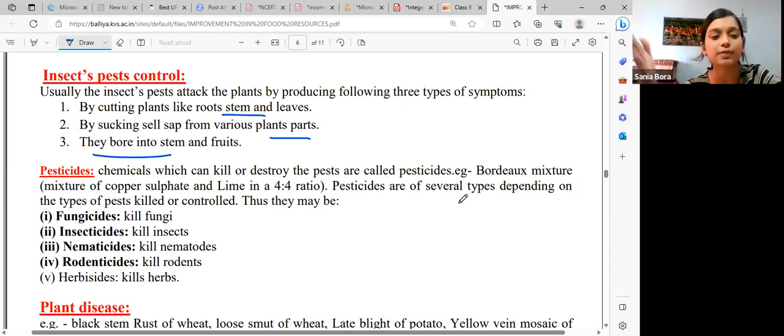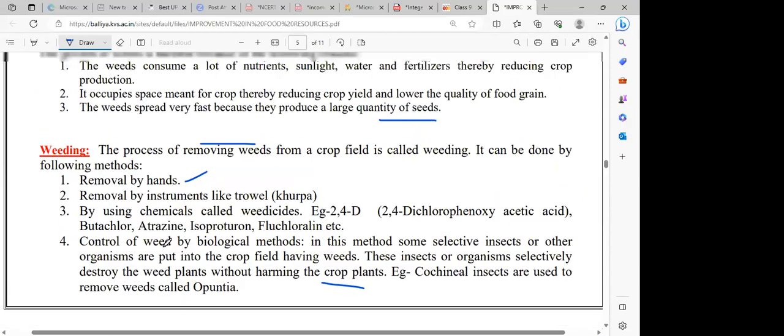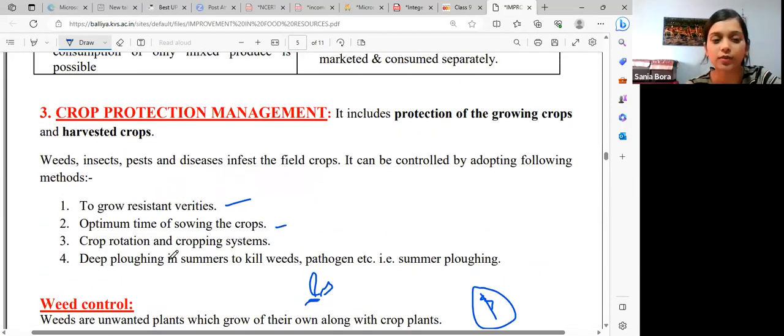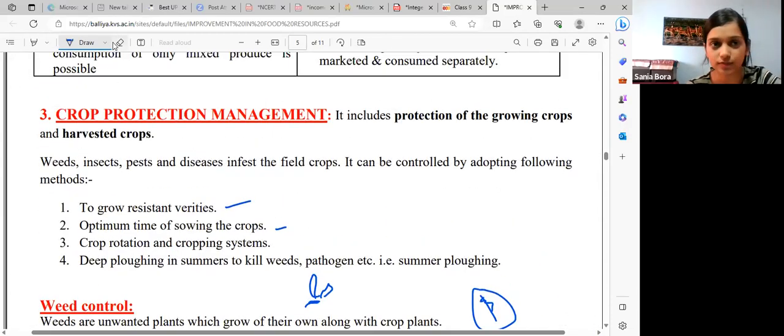Pesticides are of several types depending on the type of pest to be controlled. For example, fungicides are used to kill fungi, insecticides for insects, nematicides for nematodes, rodenticides for rodents, and herbicides if there are unwanted herbs. So first you will write crop protection management, then weed control, then pest control.